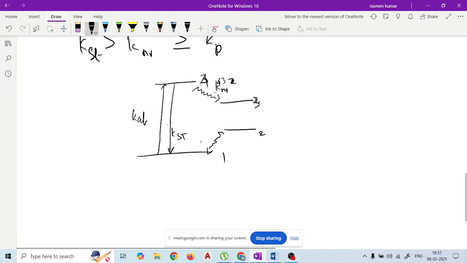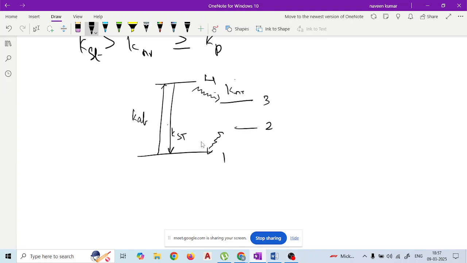Okay, so let me erase it. This is 4, this is 3, this is 2. This is KNR 4 3. KNR 2 1. This is 1. You normally used to represent the eigenstate as a ket vector. So we need to just maintain the difference between the states so that the lasing action occurs.